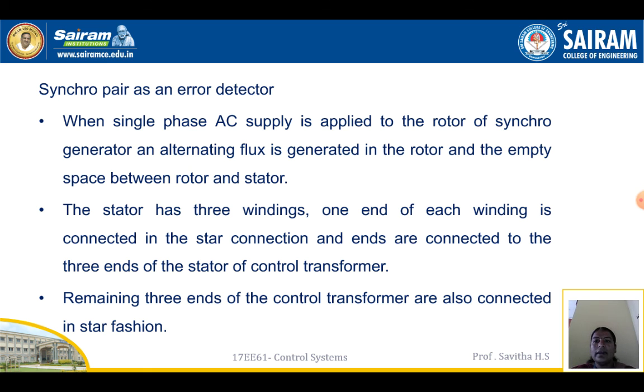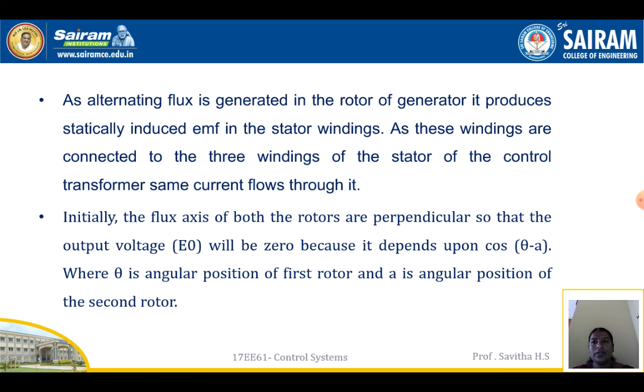Synchro pair as an error detector. When a single phase AC supply is applied to the rotor of the synchro generator, an alternating flux is generated in the rotor and the empty space between the rotor and the stator. The stator has three windings. One end of each winding is connected in star connection and the other ends are connected to the three ends of the stator of the control transformer. The remaining three ends of the control transformer are also connected in star fashion.